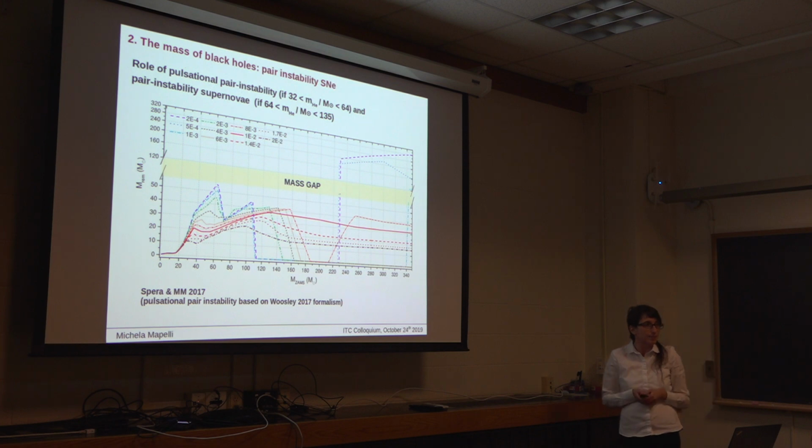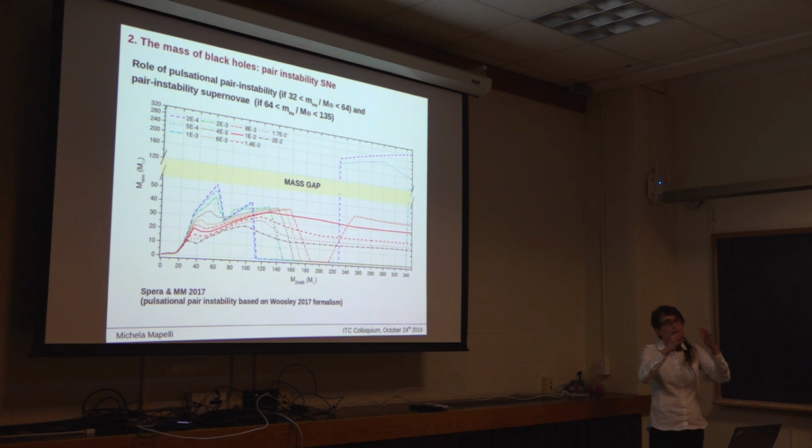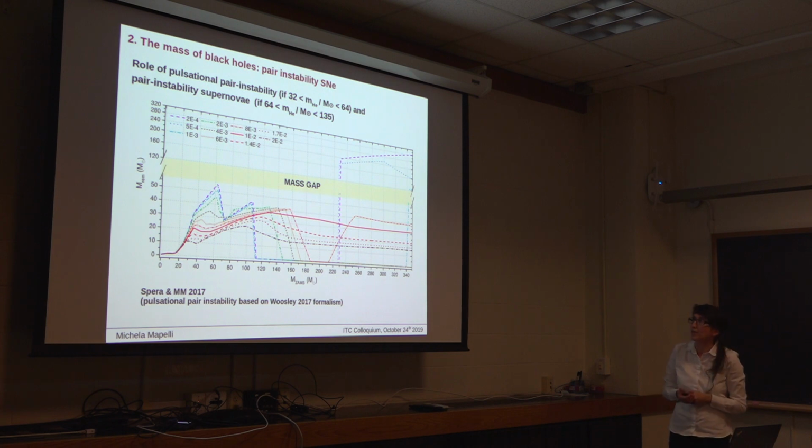In that case, the contraction of the core triggers some additional nuclear burning, which then makes the core expand again, and the stars can undergo one or more oscillations. During these oscillations, mass loss is enhanced, and in the end, the star can find a new equilibrium and can avoid the pair instability region. But of course, its final mass will be smaller.